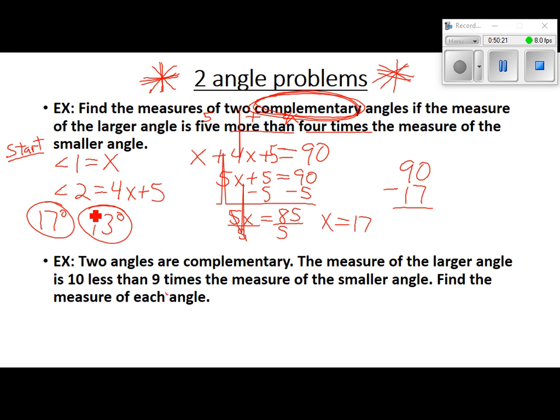What's your question, Caitlin? Does it matter which angle, angle 1 or angle 2, was the equation? Well, we use both for the equation. What do we write down first? Angle 1 and angle 2.